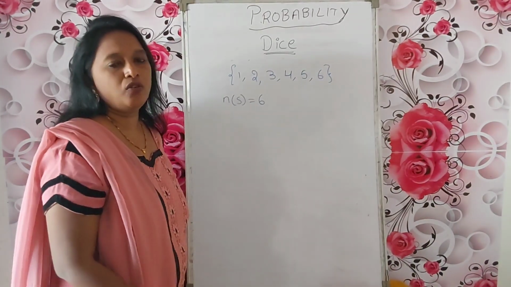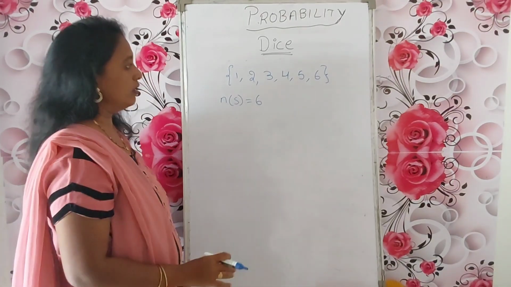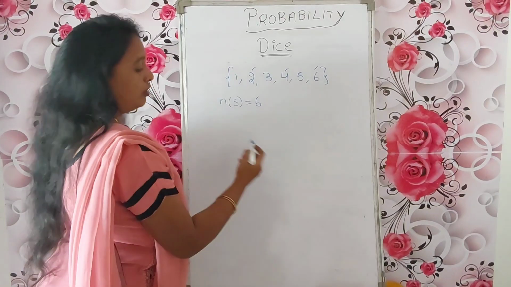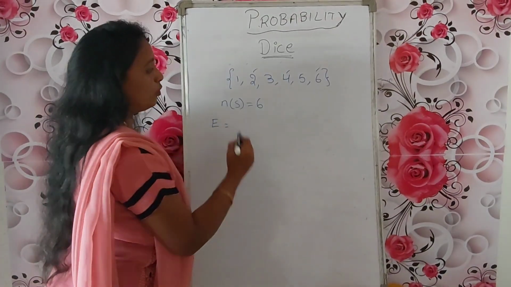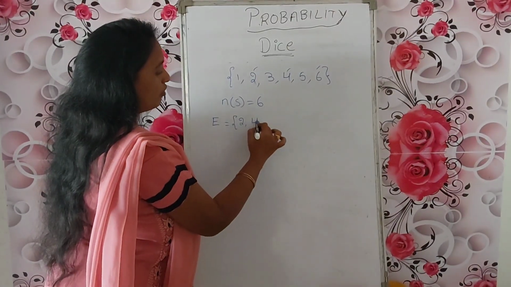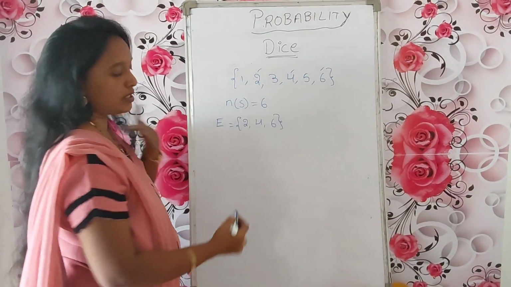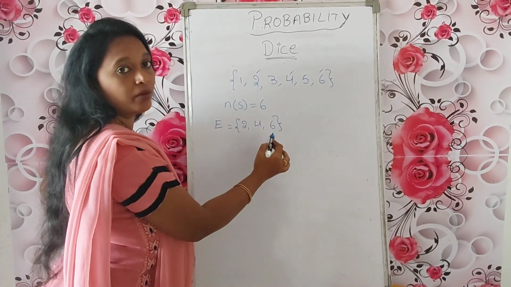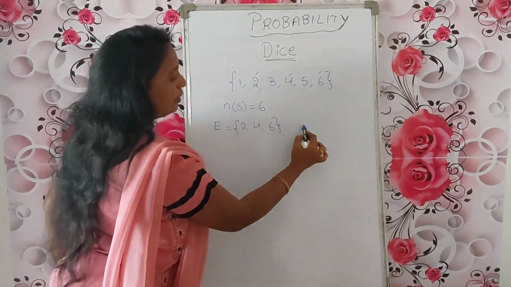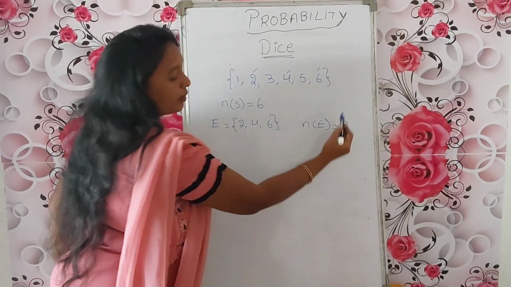Next, if they ask you what is the probability of getting an even number when a dice is thrown? What are the even numbers here? 2, 4, 6. So, what is my event E now? To get an even number. The even numbers are 2, 4, 6. These are all the favorable outcomes for this event E happening. How many are there? 3. So, n of E is equal to 3.